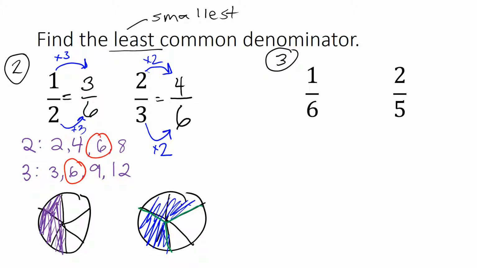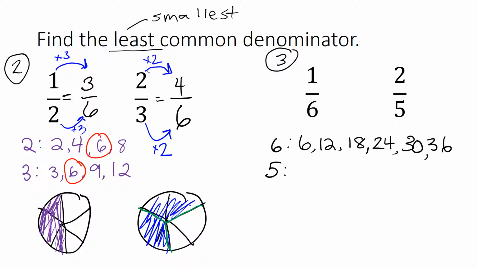All right, last one. We need to find a common denominator of 1/6 and 2/5. So I'm going to write out the multiples of 6 and 5. 6 times 1 is 6. 6 times 2 is 12. 6 times 3 is 18. 6 times 4 is 24. 6 times 5 is 30. 6 times 6 is 36. Let's stop there.